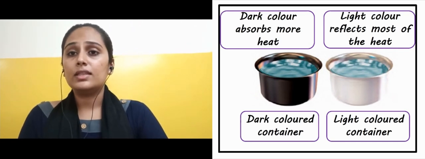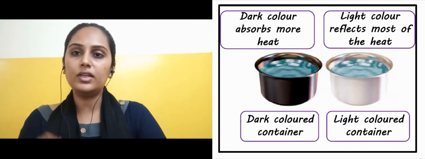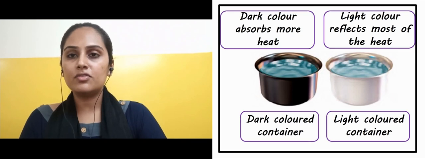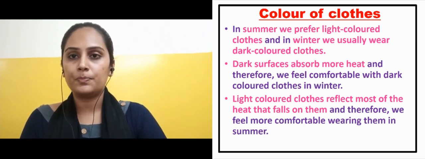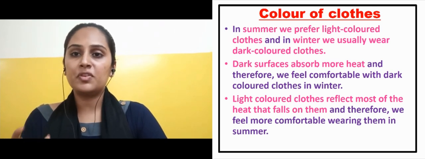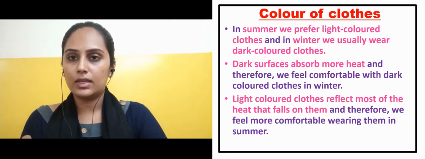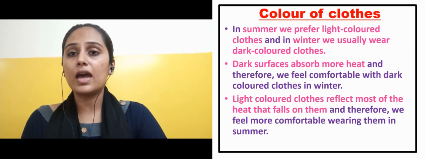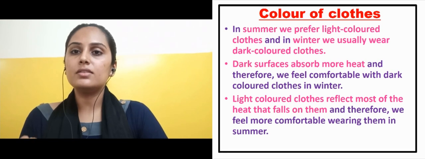Now see, this is the reason we prefer wearing different colored clothes in different seasons. First we will see the color of clothes. In summer we prefer light colored clothes and in winter we usually wear dark colored clothes. In summer we always prefer wearing light colored clothes so that the heat will be reflected, it won't be absorbed. Whereas in winter we prefer wearing dark colored clothes so that they absorb heat of the sunlight and keep us warm.